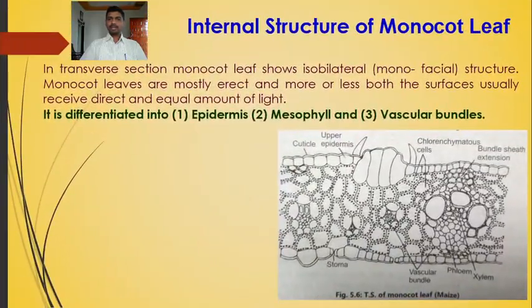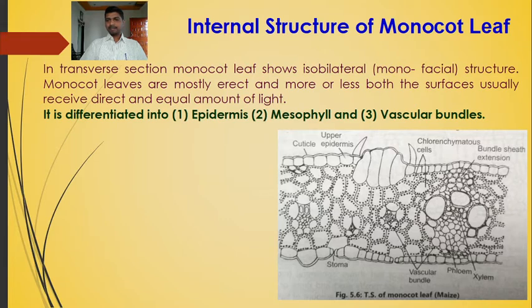Now we are going to the internal structure of the monocot leaf. In transverse section, the TS of a monocot leaf shows an isobilateral monofacial structure, while in the case of a dicot leaf it is a dorsiventral or bifacial structure. Here it has two surfaces. Here we can see an isobilateral or monofacial structure. Monocot leaves are mostly erect, and both the surfaces usually receive direct and equal amounts of sunlight.